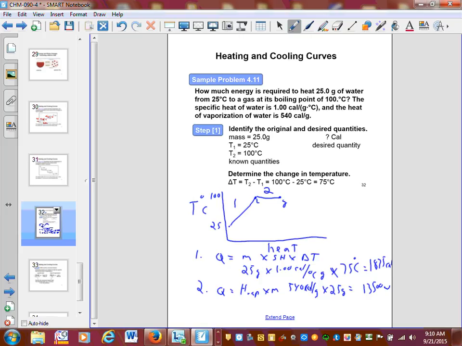So the total would be 15,375 calories. You just add those. Just add them up. And if you're going to do it to 3 significant figures, 15,300. No, 15,400, I'm sorry, 15,400.